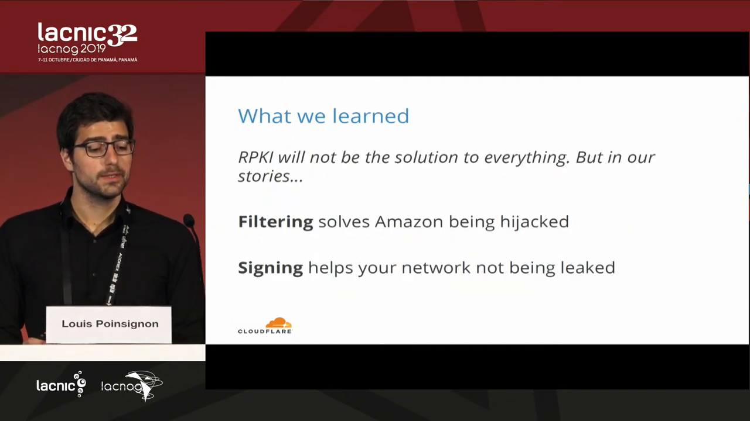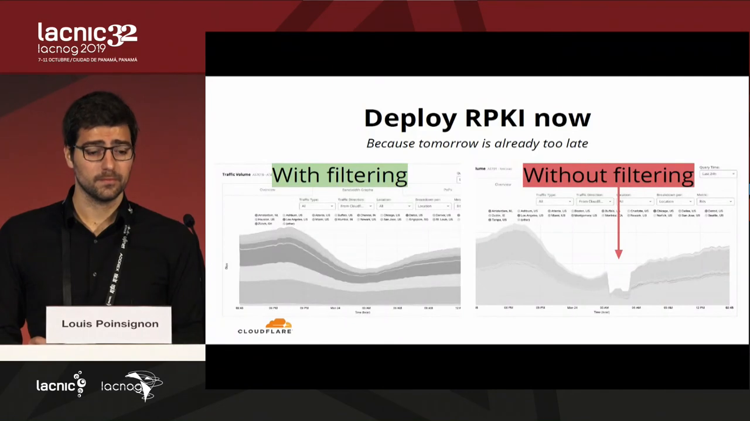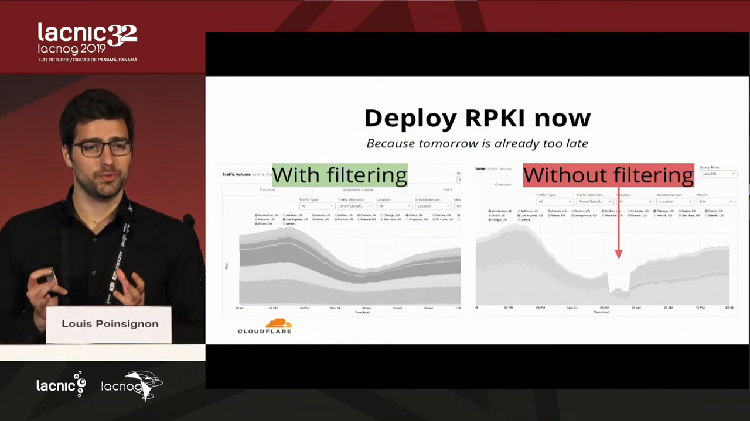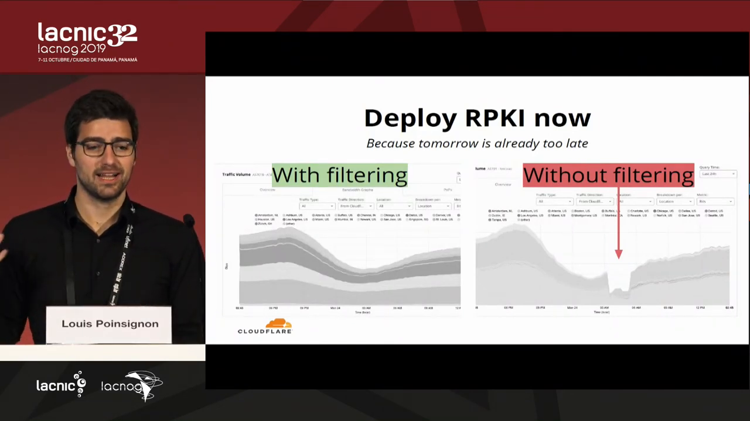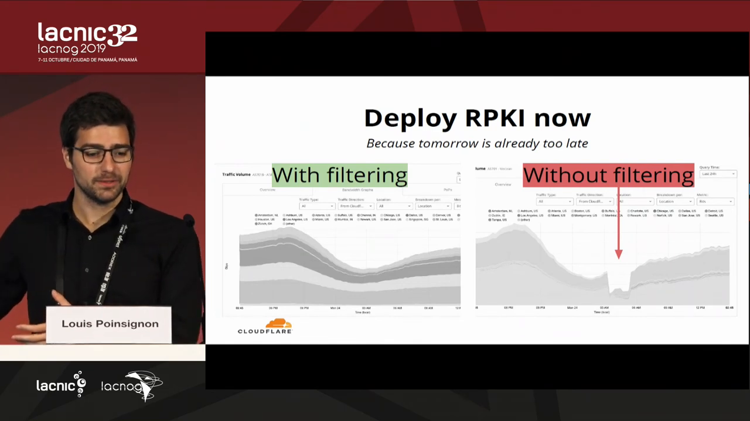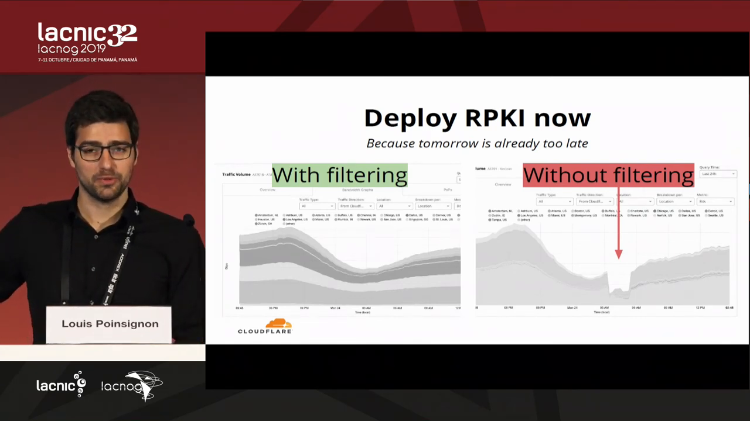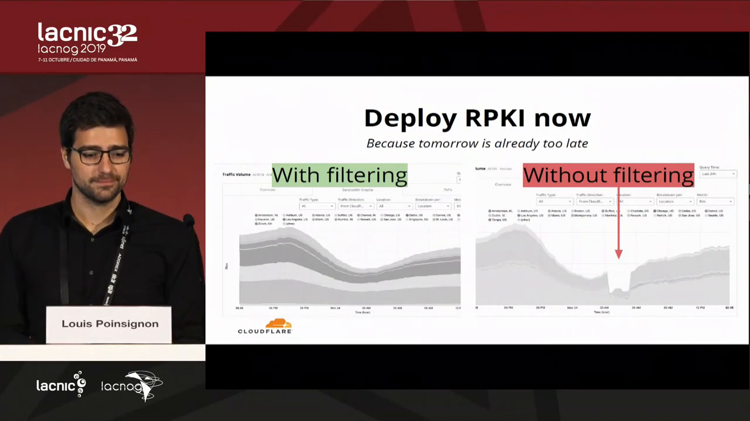So what we learned: RPKI is not the solution to everything, but in all these stories, filtering solves it. Signing helps prevent your network from being leaked, and filtering prevents Amazon from being hijacked. And if you just have to remember one thing, so this slide again, deploy RPKI now. This is what happens when you're filtering and when you're not filtering.